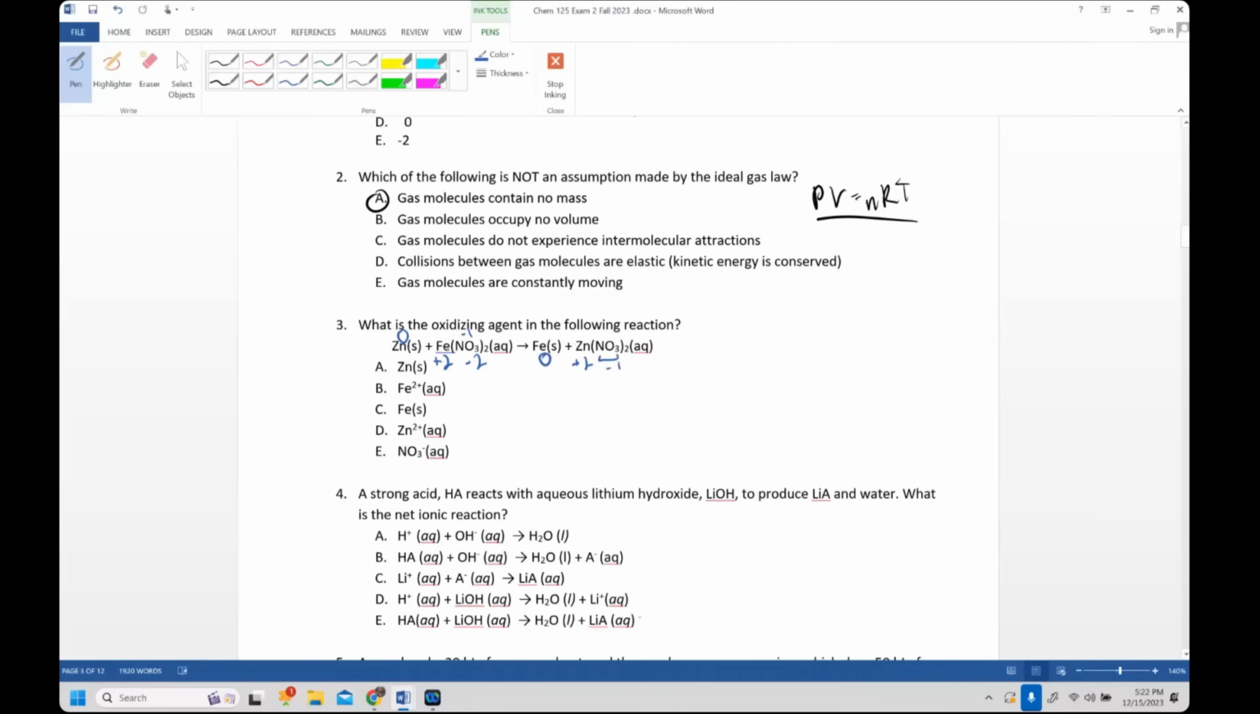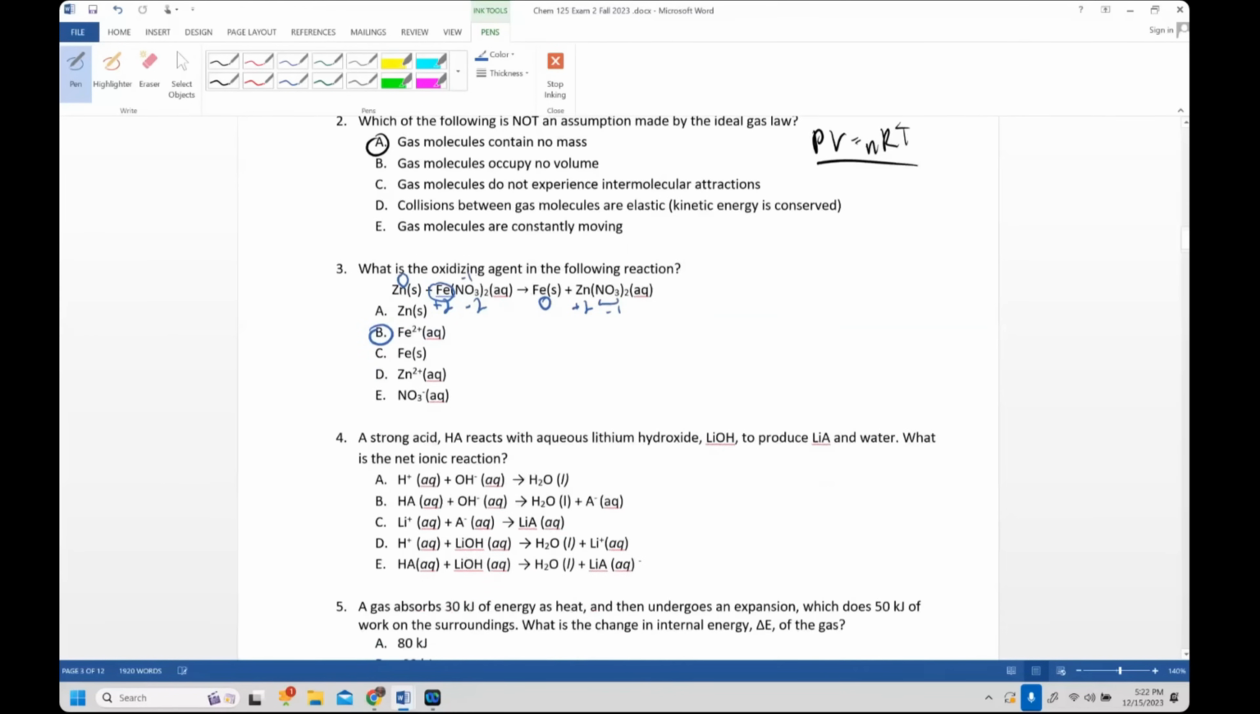Iron is going from +2 to 0. It is being reduced. Therefore, it's the oxidizing agent. So the correct answer would be, what is the oxidizing agent? It would be the iron, but this iron is in the iron nitrate, meaning it is the aqueous iron 2+ ion. So the answer would be B.